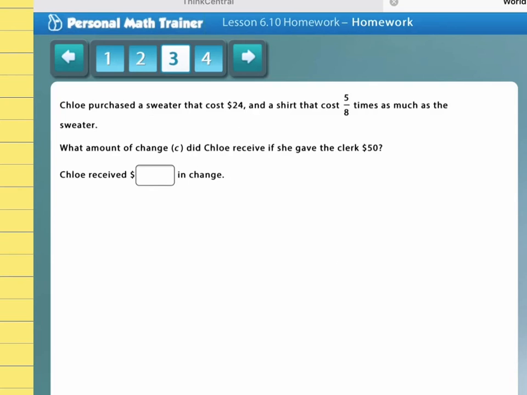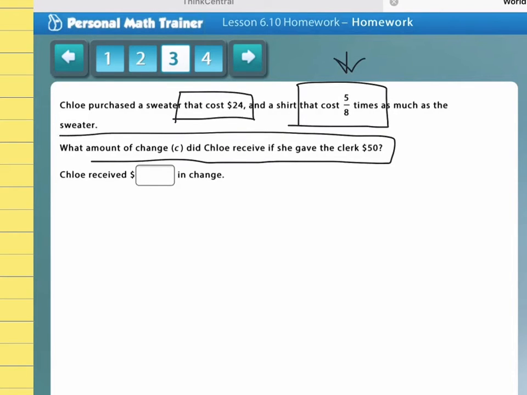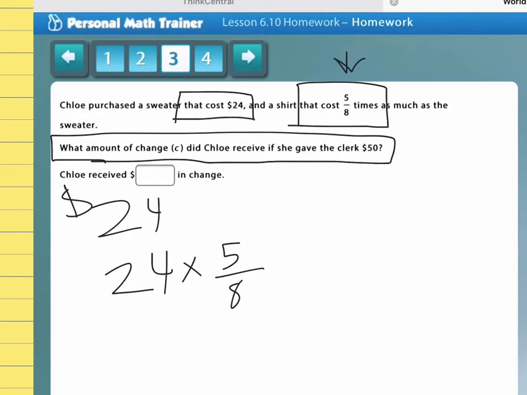Problem number 3: Chloe purchased a sweater that cost $24, and a shirt that costs 5/8 times as much as the sweater. So that is less than a whole. As much as means times. What amount of change did Chloe get if she gave the clerk $50? We know that the sweater costs $24, and we know that the shirt is 5/8 as much as 24. So we do 5/8 times 24 to figure out how much the shirt cost.